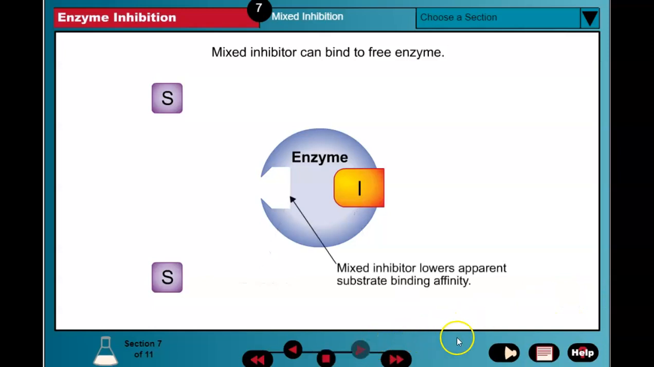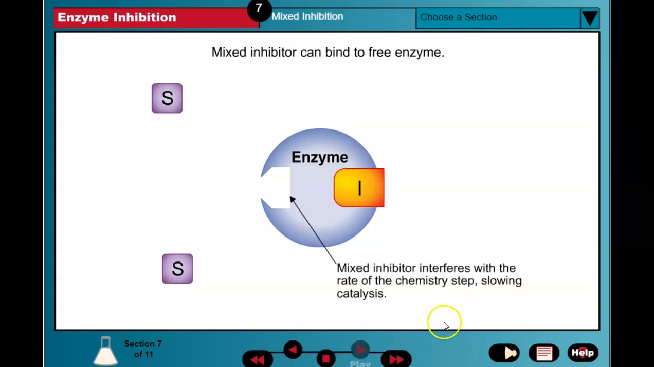Mixed inhibitors can therefore bind to free enzyme prior to substrate, distorting the active site to a non-optimal conformation for catalysis. The inhibitor-distorted active site has trouble converting the substrate to product before it dissociates, resulting in a lowered apparent substrate binding affinity. Mixed inhibitors distort the active site, interfering with the chemistry performed by the enzyme. Therefore, the enzymatic turnover rate is slowed.